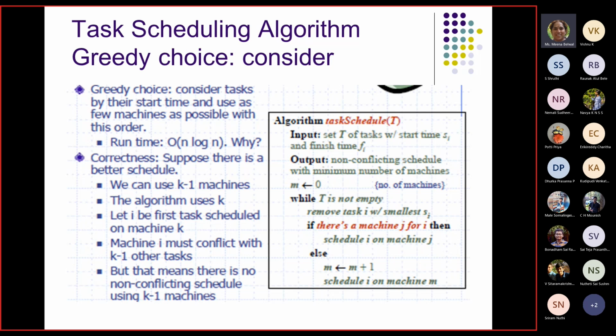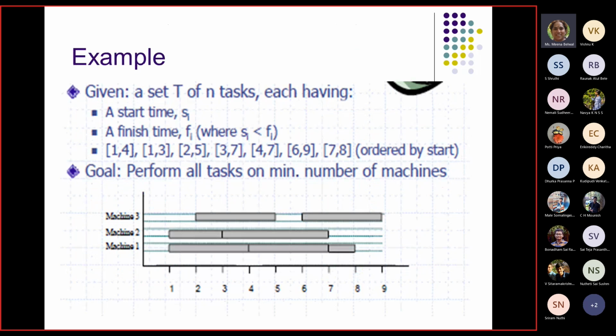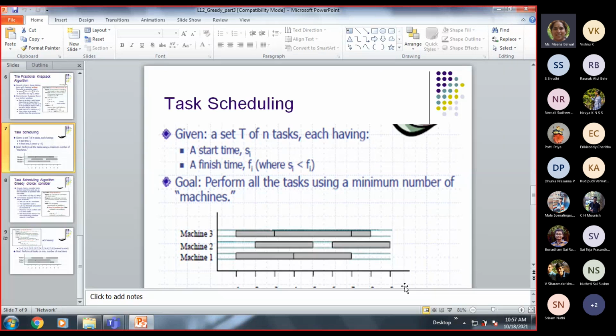Okay, the logic is very simple. You can theoretically also prove it like this, because you are going to add a machine only when there is no other machine available. Otherwise, every time you check whether there is a machine J for I, then you schedule the task I on machine J. You do not add a new machine, right? You add a new machine only when it is not available, right? Fine. So that is your greedy choice algorithm. With this, we wind up with greedy choice algorithms.